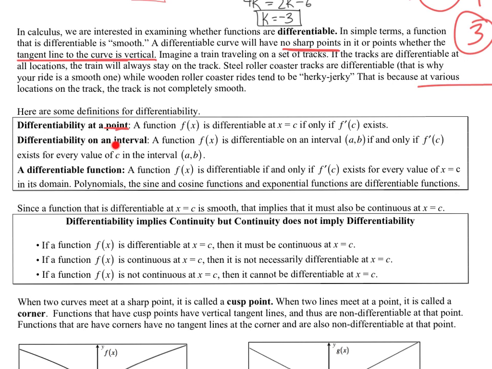Now differentiable on an interval. So from like x equals this to x equals that. A function is differentiable on an interval from a to b if and only if f prime of c exists for every value of c in that interval, for every value inside that interval from x equals a to x equals b. For every value, you can plug an x value inside this interval into the derivative and it works, it exists. That's how you're differentiable on an interval.